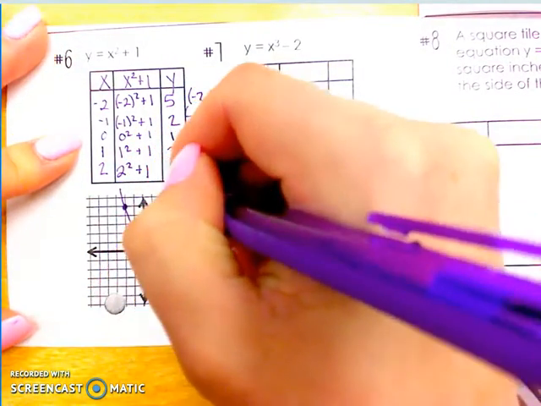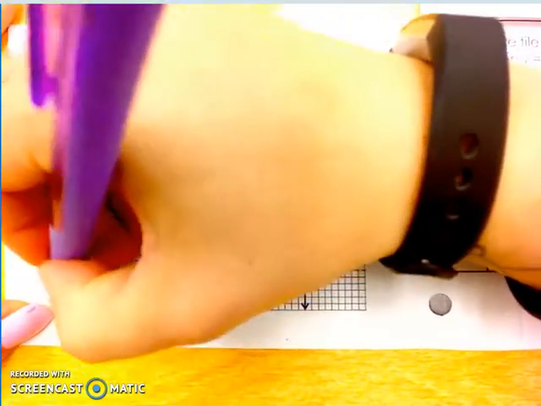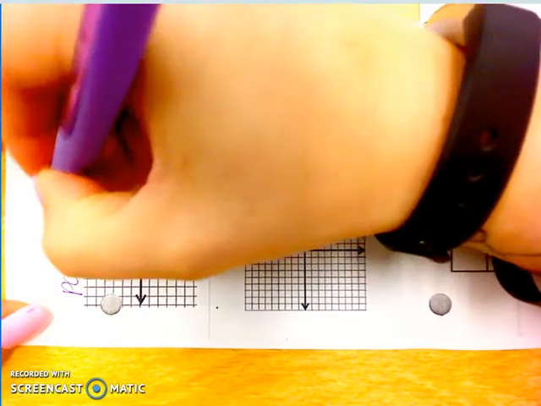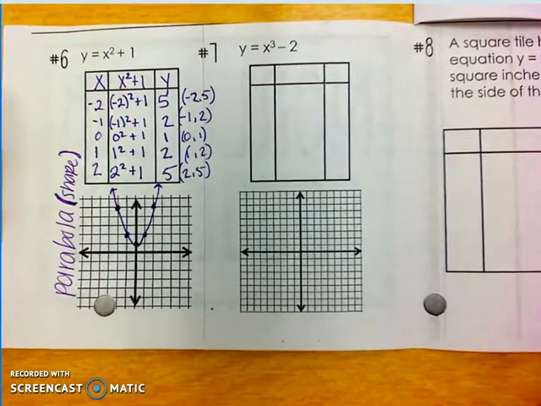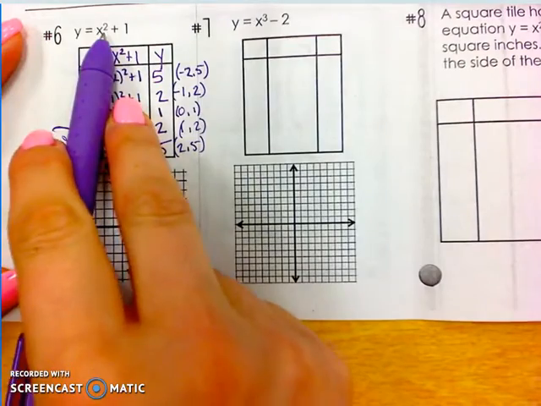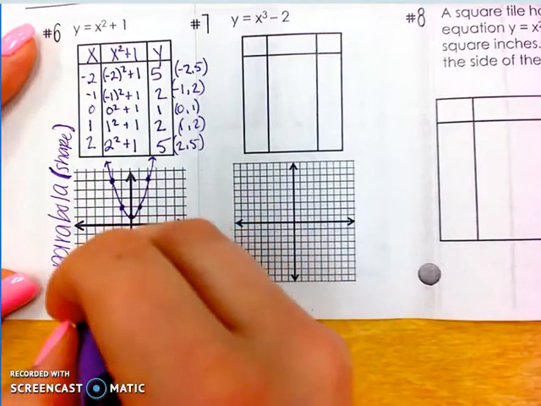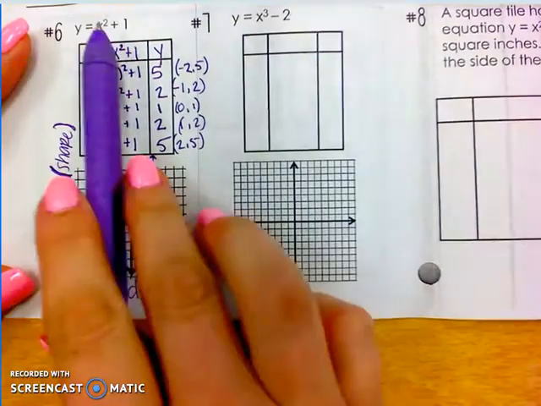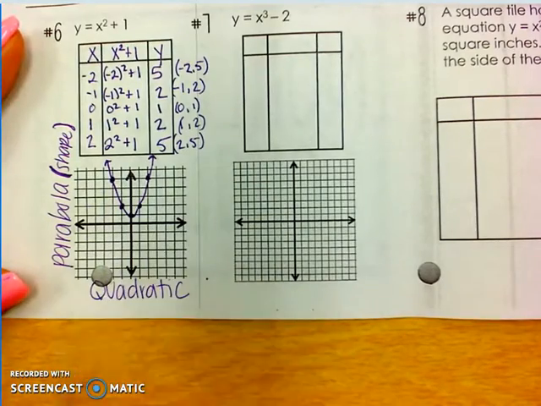Connect your dots. Okay? This is called a parabola. That's the shape, that U shape. And we know that anything with an exponent of 2 is called a quadratic equation. A quadratic equation with that exponent will give us that parabola shape. This is nonlinear.